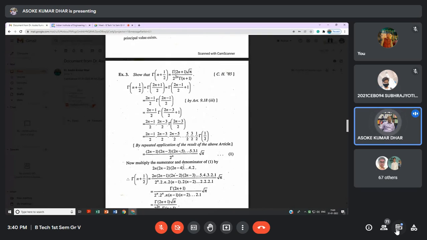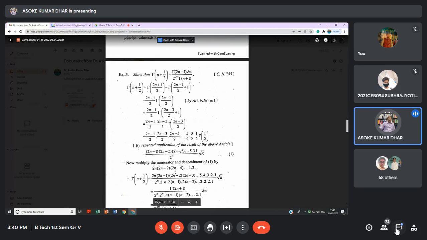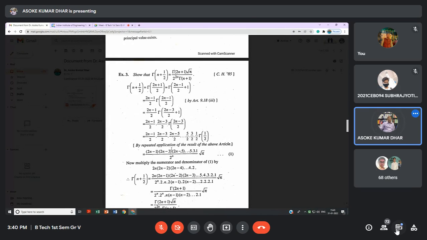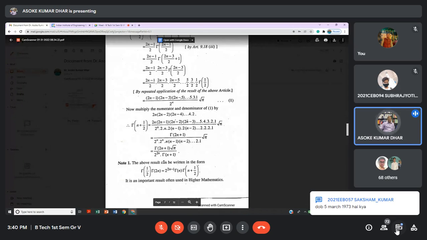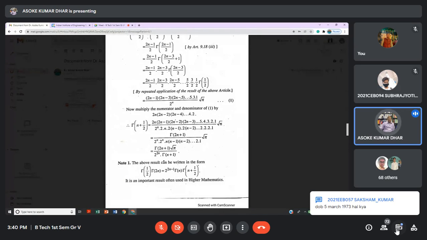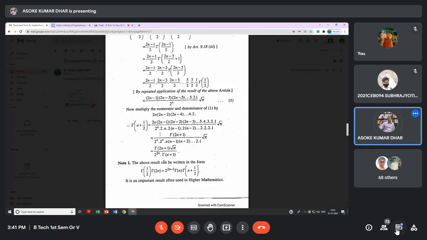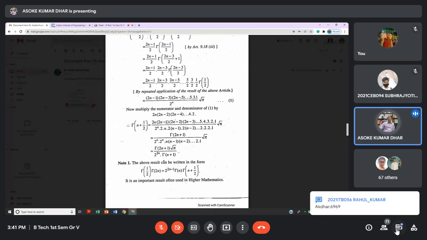Now multiplying the numerator and denominator by 2n minus 4, 2n minus 2, and so on. Remember that only the odd numbers are present, so multiplying by even numbers, starting from 1 to 2n, you will get the numerator and the denominator. The numerator will be gamma 2n plus 1, that is 1, 2, 3, 4, up to 2n. Taking 2 common, the denominator is 2 to the power n into 2 to the power n, so n into n minus 1 down to 1, that is factorial n. Factorial n means gamma n plus 1 when n is an integer. Similarly, factorial 2n is equal to gamma 2n plus 1. So this is the result.